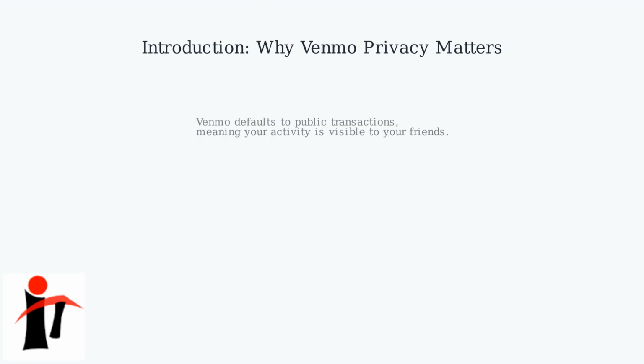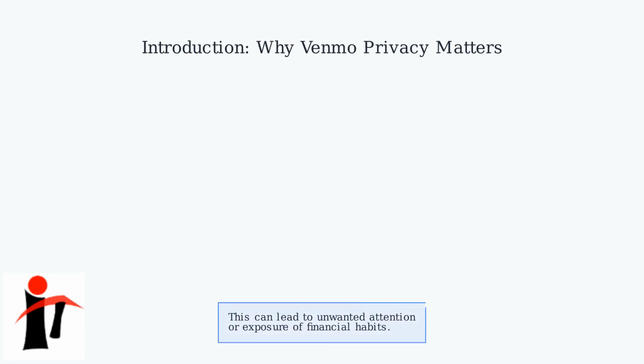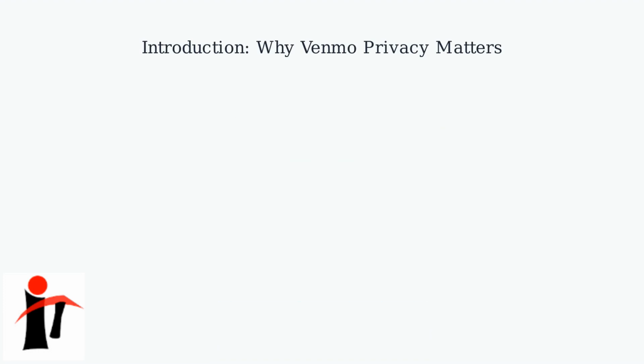Venmo defaults to public transactions, meaning your activity is visible to your friends. This can lead to unwanted attention or exposure of financial habits. This video shows you how to control your privacy on Venmo, hiding transactions and your friends list, protecting you from prying eyes and potential cyberbullying. We'll cover updates through December 2025, including new privacy features.